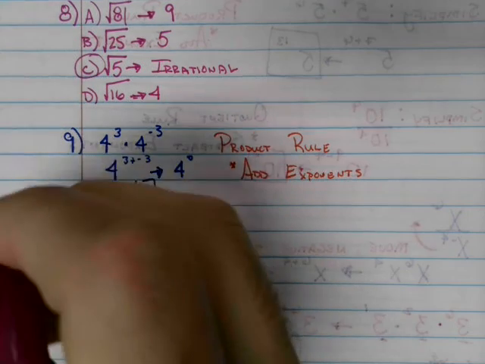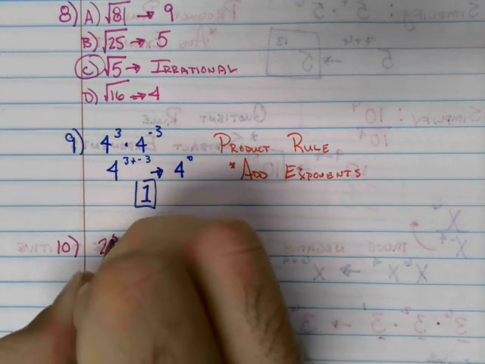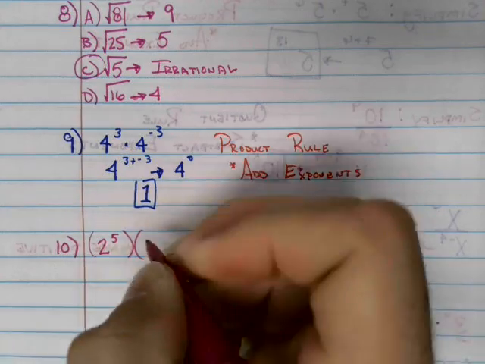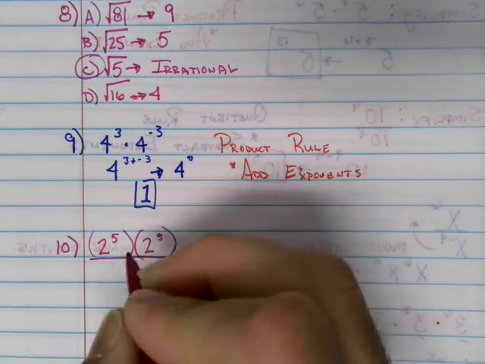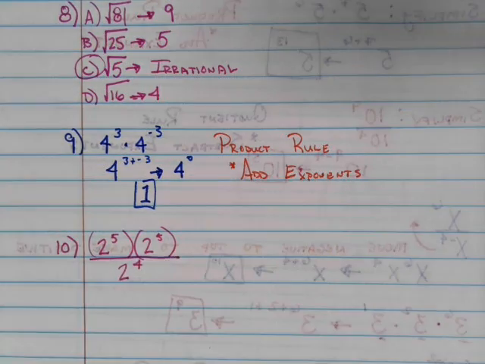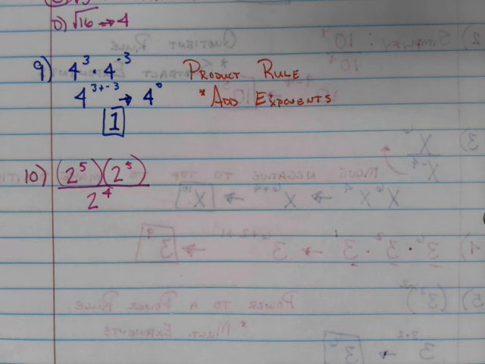All right, 10. 10's a good tricky one. That might stump some of you. We've got 2 to the 5th times 2 to the 5th over 2 to the 4th. Okay. This is probably one of those problems that when a lot of you look at it, you're probably just like, there's way too much going on here. I don't know where to start.